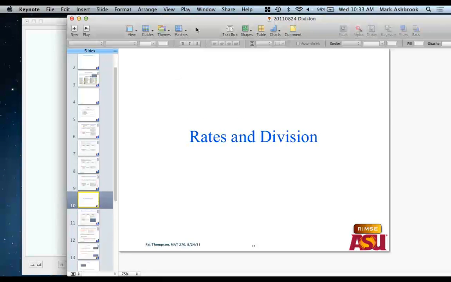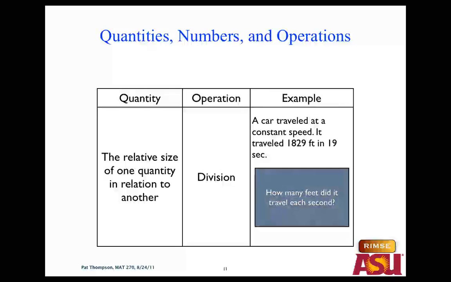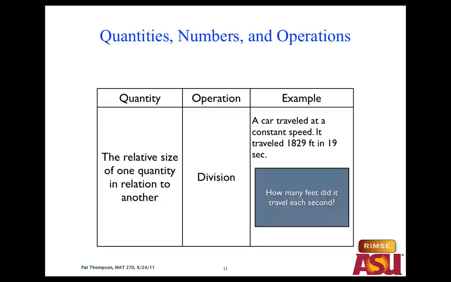Okay, so we're talking about rates and division. We said a quotient. So really, it's the operation of division, but what we're talking about here would be better as quotient. Quotient is the result of a division. You get a number when you divide, right? And we're talking about what that means. One thing we said that means was relative size of one quantity to another.